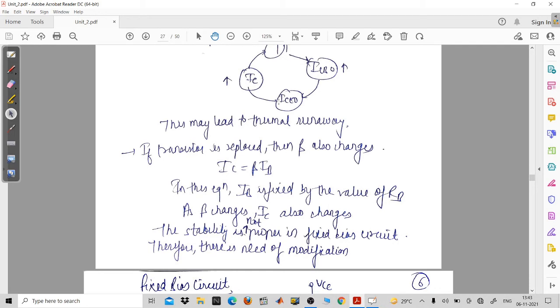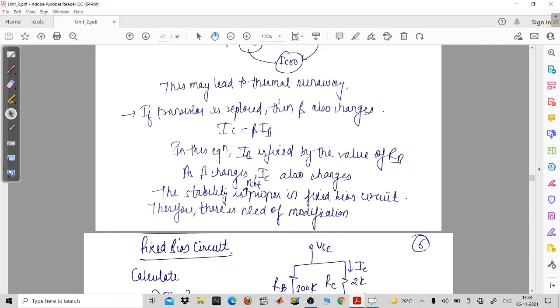Therefore there is an extreme need to modify this circuit, that is the fixed bias circuit. The only thing in favor of this fixed bias circuit is that this circuit is very simple to analyze, and you can see that the IB value is fixed, and because of that IC is also fixed. But the entire problem comes into the picture because of the ICBO and the beta.